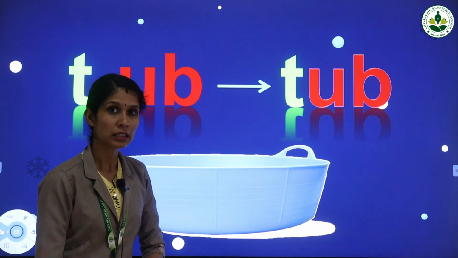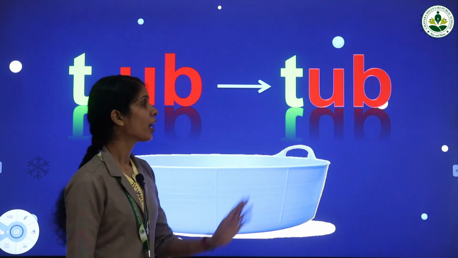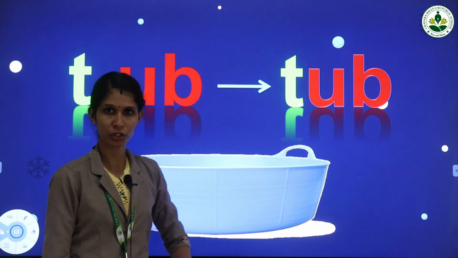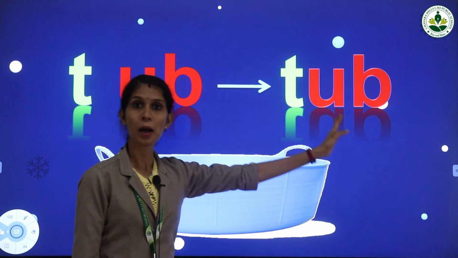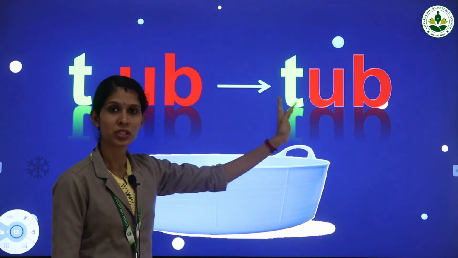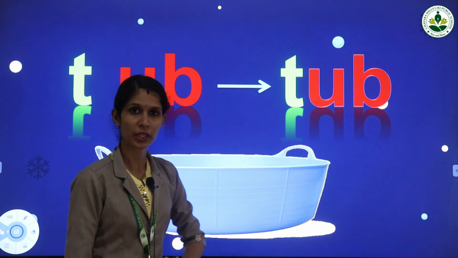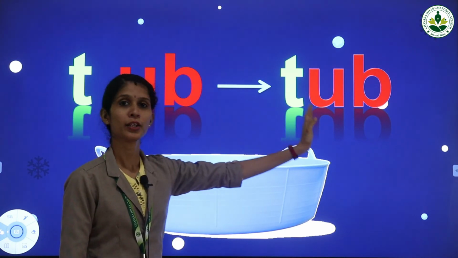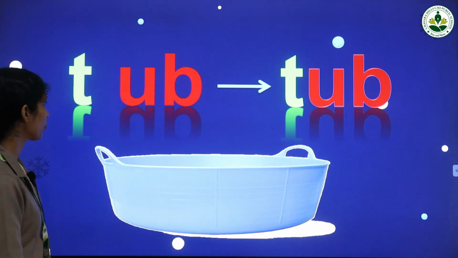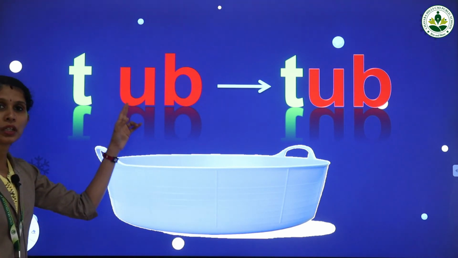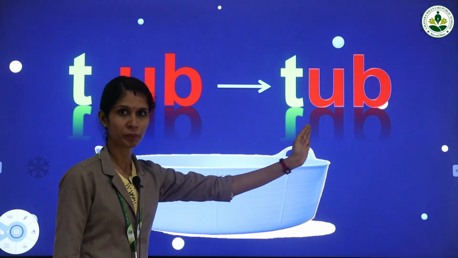Tub. Then what's the spelling of the word tub? T U B. Very good, children. What's the spelling of the word tub? T U B. Once more. T U B. Tub. Okay, children, listen carefully. We add letter T with ub. Together we can read this word as tub.